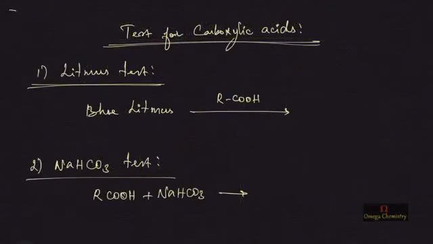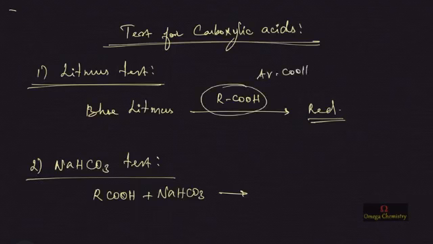So the first one is the test for carboxylic acid, in which we are going to look at a litmus test. We know that acids will turn blue litmus to red in color, right? This test is given by both aliphatic and aromatic acids. But beware, phenols will also give this test. So the presence of acid should be confirmed with the sodium hydrogen carbonate test also.